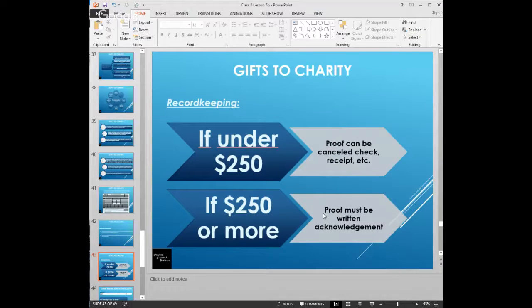Record keeping. If your charitable donation is under $250, your proof can be a canceled check or receipt. If it's more than $250, then the organization to whom you donated will need to provide you proof of written acknowledgement. In the instances of most churches, you do receive a statement at the end of the year. That's based off of donation envelopes or something that tracks it back to you if you're providing them with cash. Otherwise, canceled checks are always a good idea.